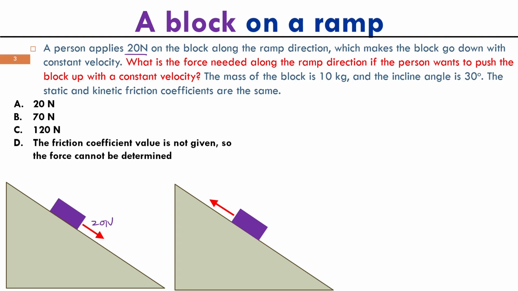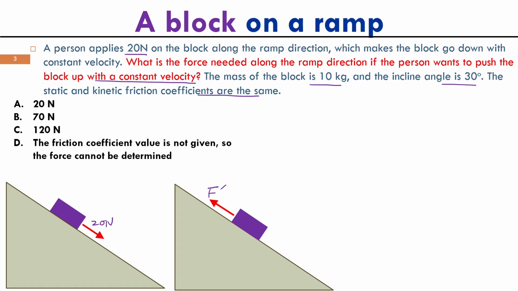And the question asks, what's the force needed along the ramp direction if the person wants to push the block up with the constant velocity? So in this case, it's pushing it up and asking what's the force here. And there is some other information. It says the mass of the block is 10 kg and the incline angle is 30 degrees, and the kinetic and static friction coefficients are the same, right?